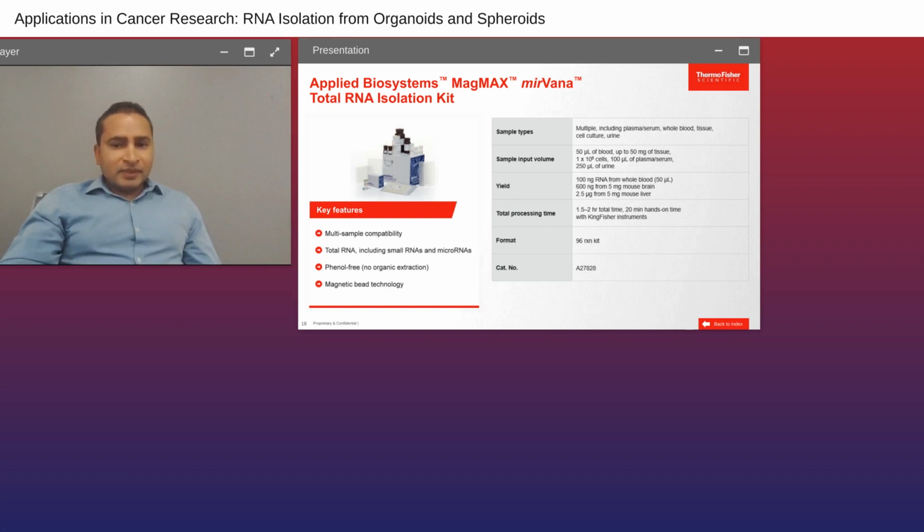So with the magnetic bead-based purification, you can scale from processing 6 to 96 samples at once when combined with the KingFisher instruments, which could be KingFisher Duo, KingFisher Duo Prime, KingFisher Flex, or KingFisher Apex. Alternatively, you can also process your samples manually with the magnetic stand.